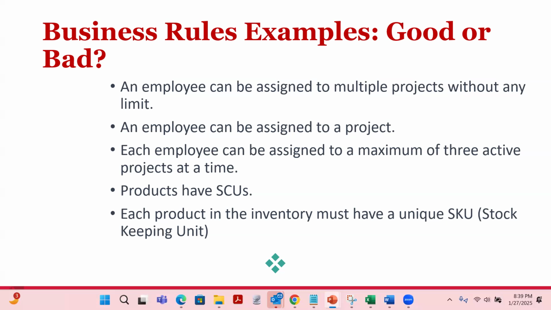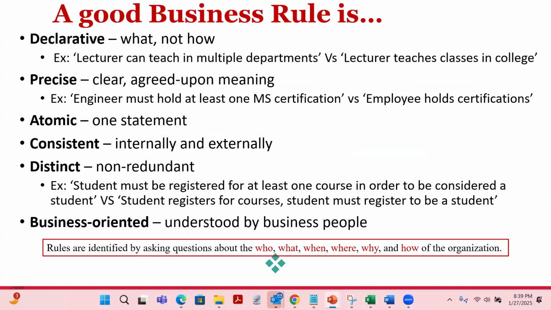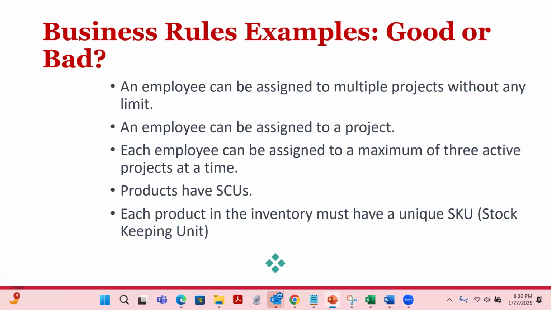Okay, so let's start the analysis. First one, an employee can be assigned to multiple projects without any limit. Is it a good one or bad one? Let's look back at what a good business rule is: declarative, precise, atomic, consistent, distinct. So I guess here we have a problem with the second quality, precise. We don't have any limits, so it's not precise. So it's not a good business rule.